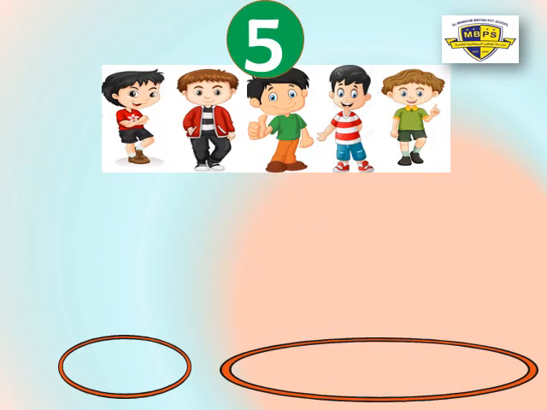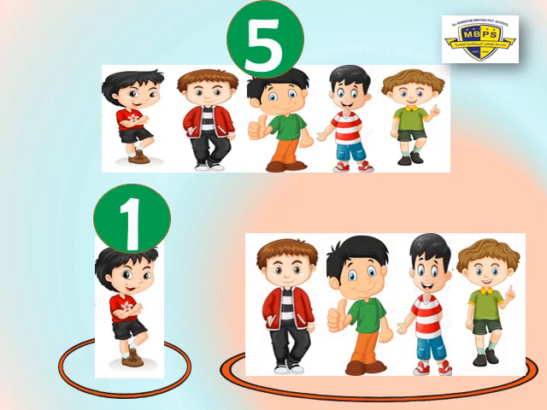Look at this picture here. Let's count how many boys. Let's count together. 1, 2, 3, 4, 5. Yes, look, there's number 5. There are 5 boys. And let us now think of ways how we can make this number 5 by partitioning the number 5. It means separating these boys to make them come back to make number 5.